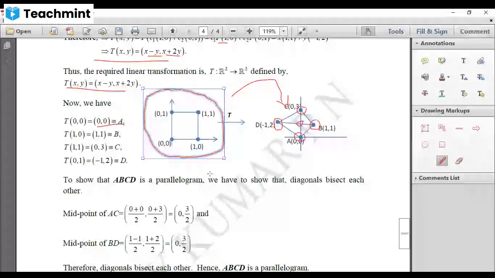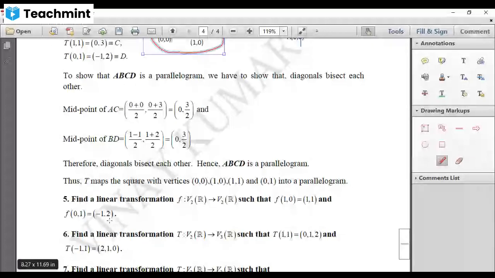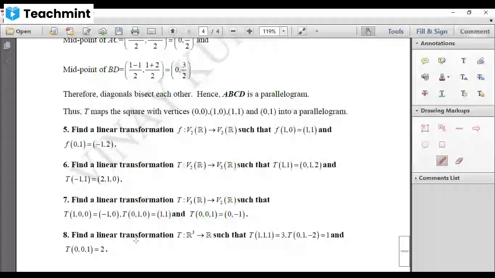So this is how you have to solve when you are given the images of some vectors and asked to find the linear transformation. Four more problems are given; write them as an exercise, solve them, and submit them in the assignment. Thank you.